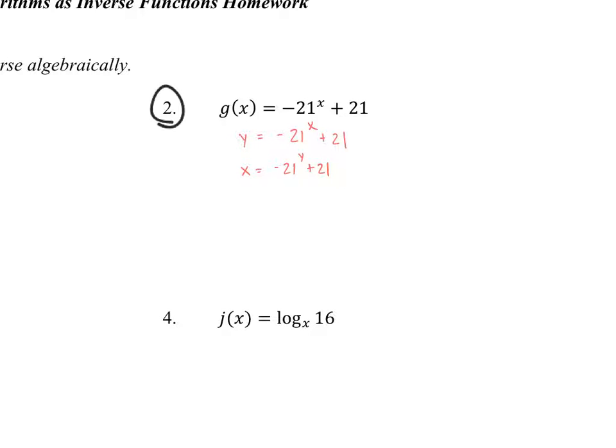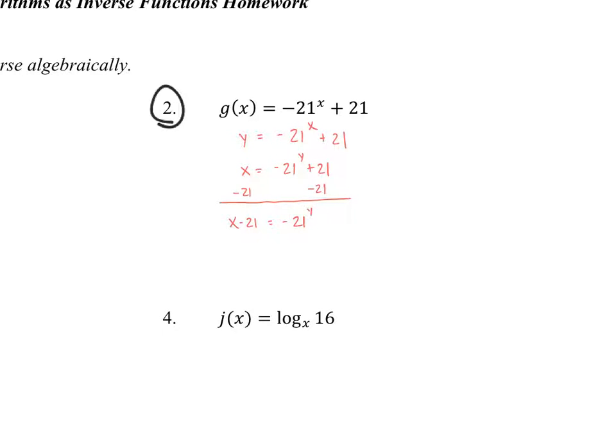So I'd like to get rid of this 21. I can't do that, though, until this negative is gone, and I can't do that until I get rid of this 21 right here. So first thing I'm going to do is subtract 21 from both sides. And now I have x minus 21 equals negative 21 to the y power.